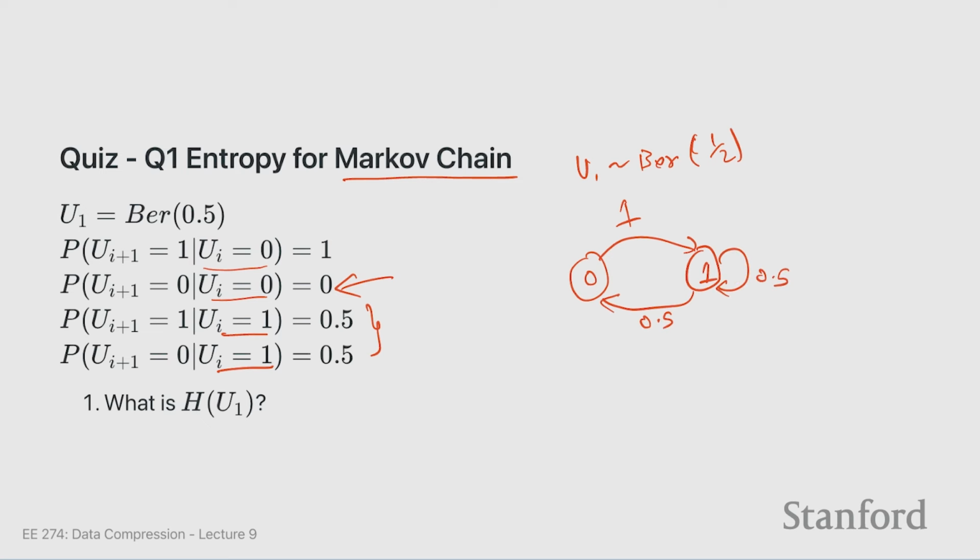So the first question we ask is, what is H of U1? Anyone want to guess? The entropy of U1. This doesn't even need the class. Like I told you, U1 is Bernoulli half, right? So the entropy of U1 is just 1 bit, because it's a Bernoulli half random variable. So that's good.